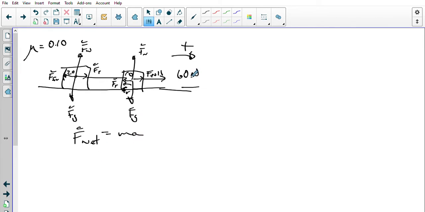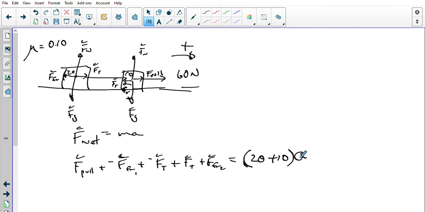All right, so again, starting from the right and going towards the left, let's go through and enumerate all of the different forces we've got. So we have our force of our pull plus a negative force of friction 1, because it's the first block, plus a negative force of tension, plus, so that's all of the horizontal forces on this block, there's 3 of them. Then we have our force of tension on the second block, plus our force of friction, which I'm calling 2, on the second block. And that's going to equal, those are all the forces. We've got 1, 2, 3, 4, 5 forces that are all summing together. And that's going to equal our mass, which is still going to be 20 plus 10 kilograms times the acceleration.